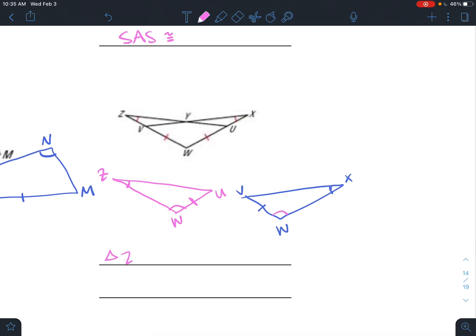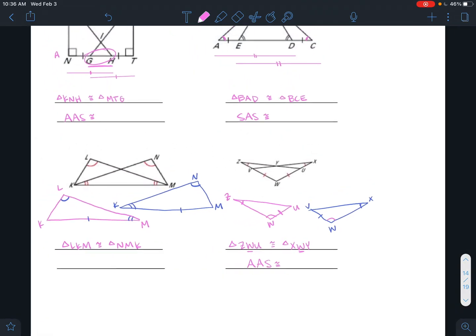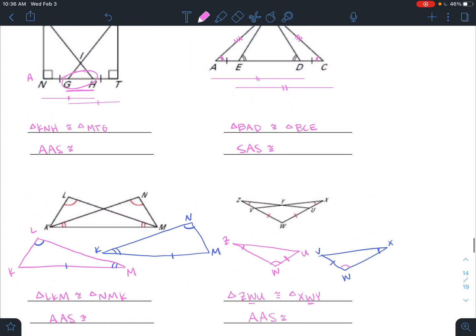So that tells me that triangle ZWU is congruent to triangle XWV. Notice that that reflexive angle is in the same spot in both of those by angle side congruence. Remember, if the side is not directly between your two angles, it is angle side, not angle side angle.